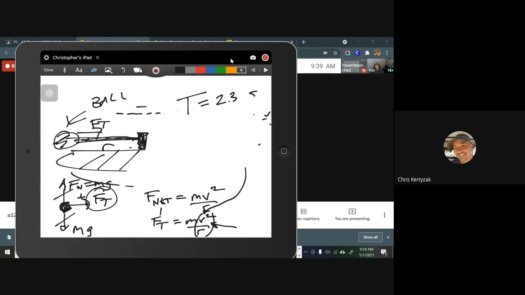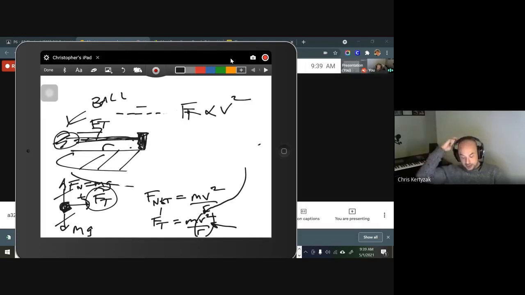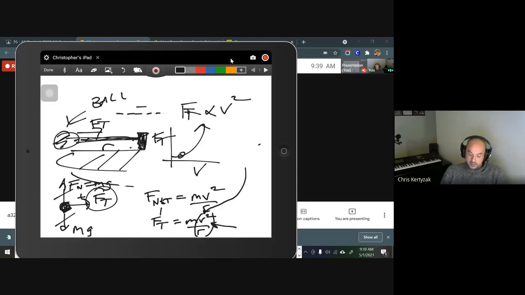Well, look at the model. What is the model suggesting? The model at the very bottom of the screen is suggesting that the tension in the rope should be proportional to the speed squared. If this thing goes around faster and faster, R is not changing, M's not changing, speed is increasing, then the tension should have some sort of parabolic increase with V. Twice as much speed, 2 squared, 4 times as much tension, right?